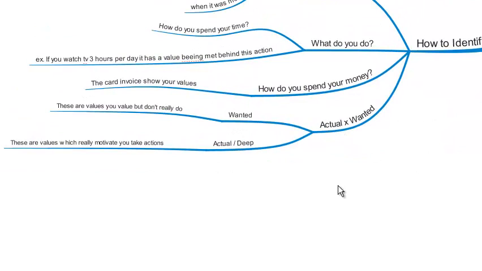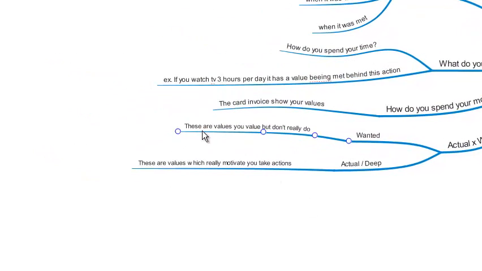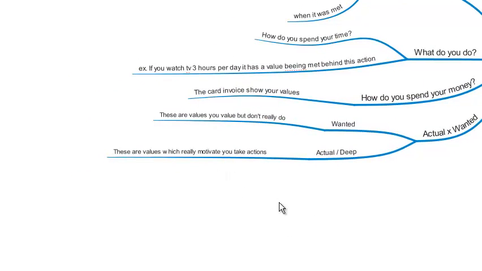And normally, if I ask you what your values are, you can say your wanted values. These are values that you value, but you don't really do. Maybe these are things that you hear are important, but you don't model over other persons, or your parents, or socialization, or those periods we talked about before.